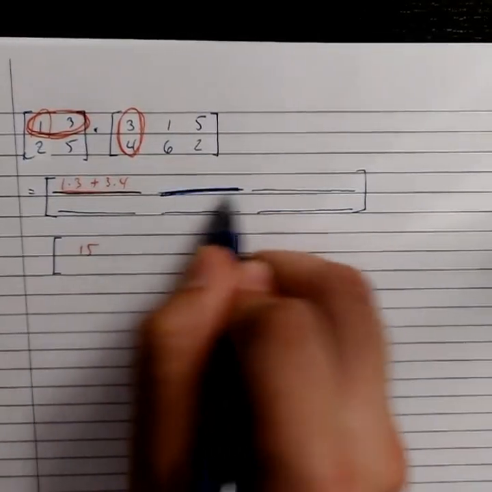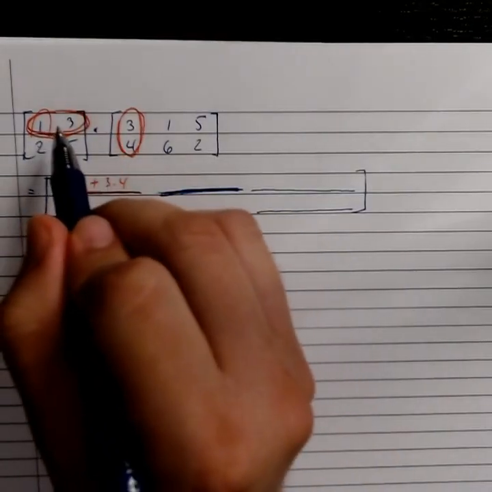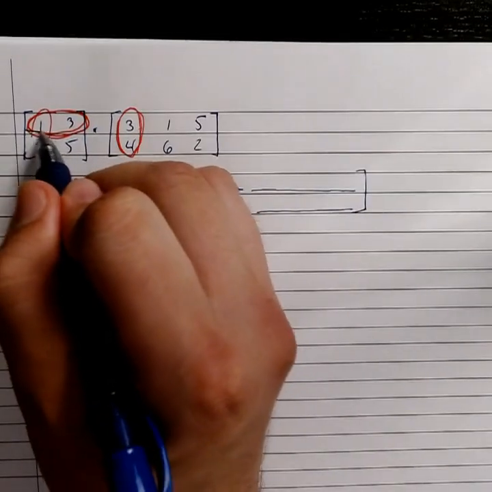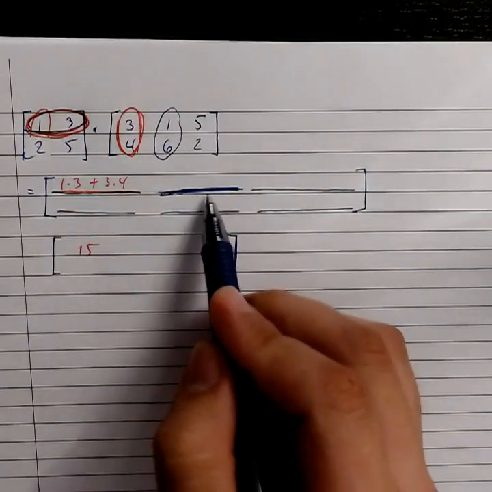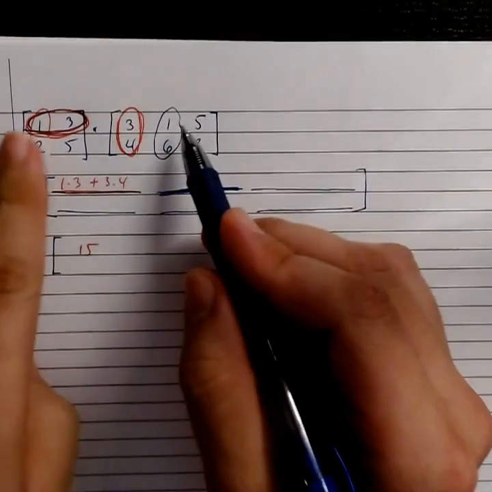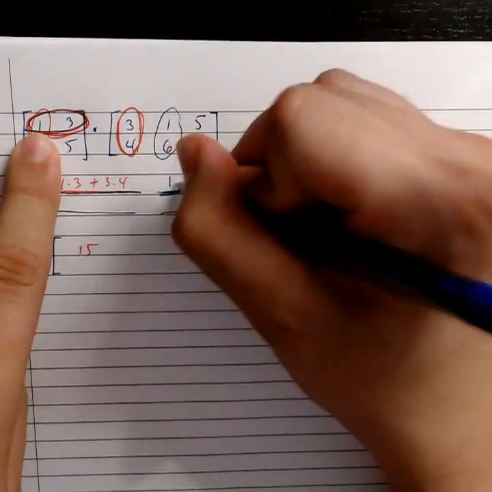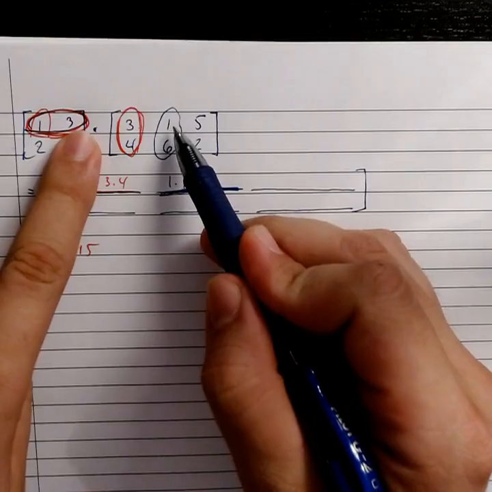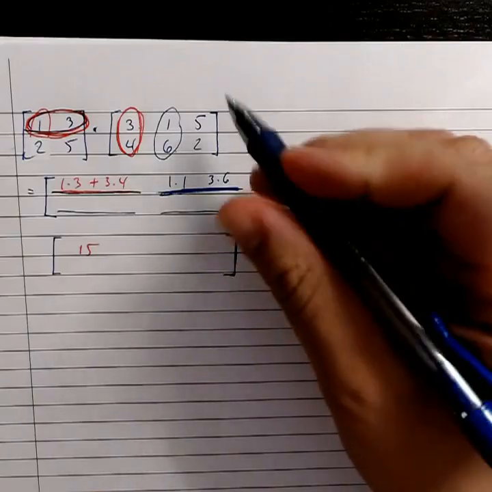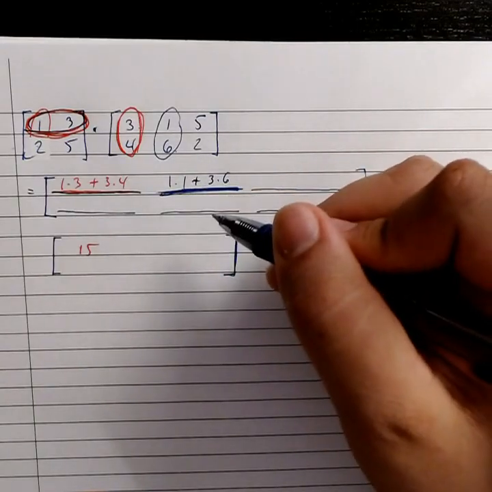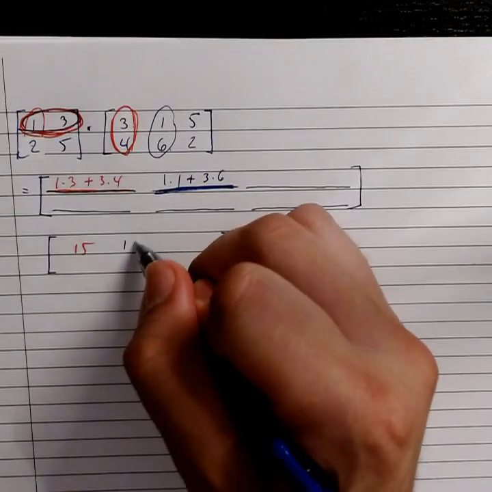Okay, so now, let's talk about this spot. That's in the first row, second column. So I'm going to come over here. Rows always come from the left, columns from the right. So I'm going to take row number 1 and column number 2. Now I'm going to go left to right, top to bottom. It's going to be 1 times 1. Now I'm going to go to the right and down. 3 times 6. And once I've done those multiplications, I'm going to add. So that's going to be 1 plus 18 is 19.